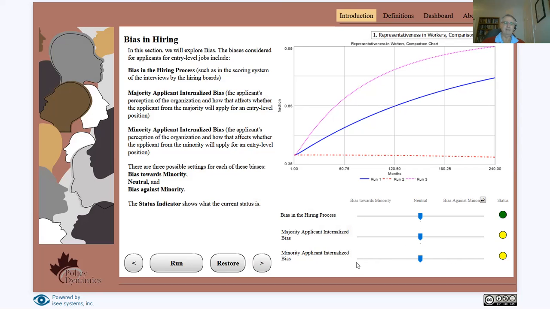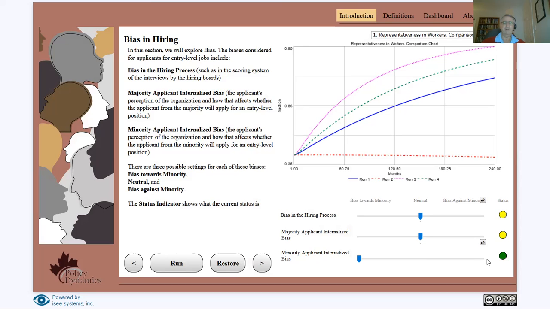So in self-bias, let's begin by looking at self-bias that encourages minority applicants to apply. And that is a positive self-bias. And this leads to a situation where the diversity level increases over the no bias situation, but not as much as the systemic bias situation. So that's an interesting result.